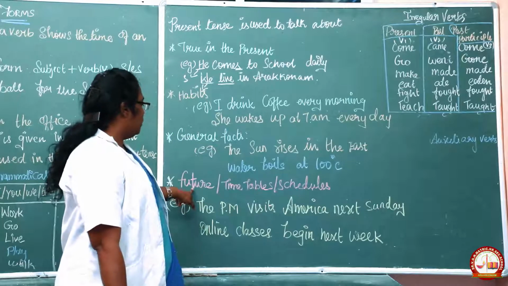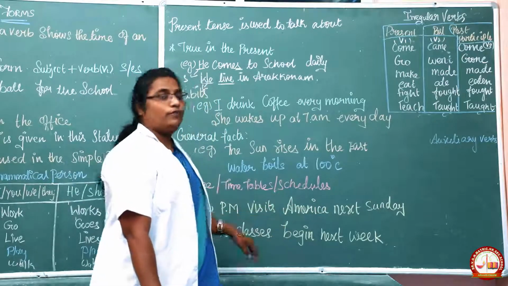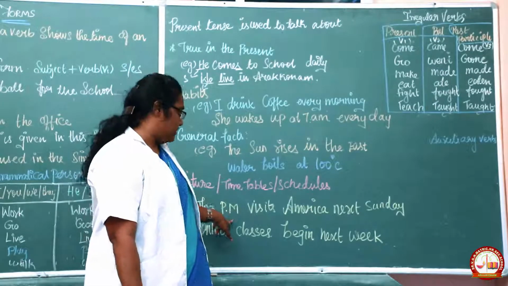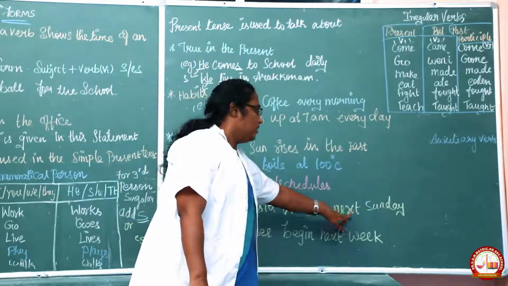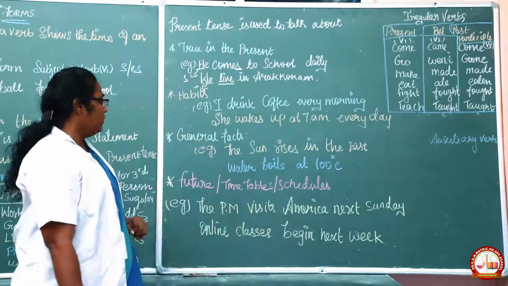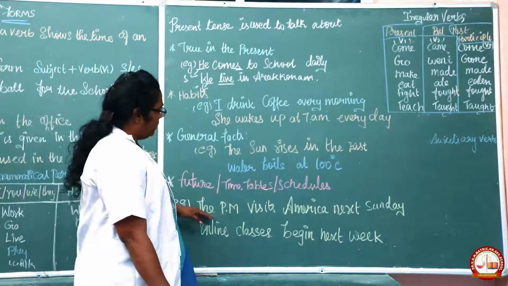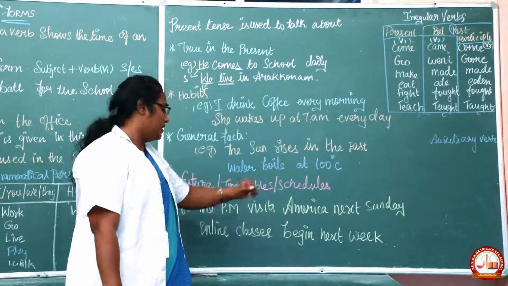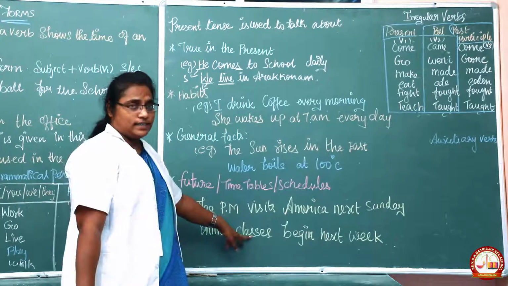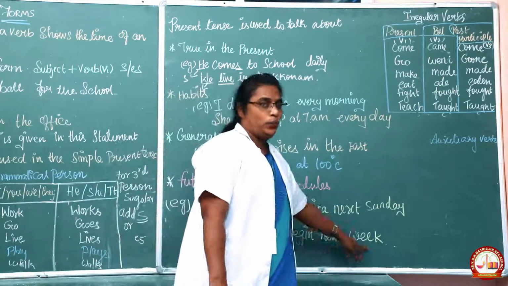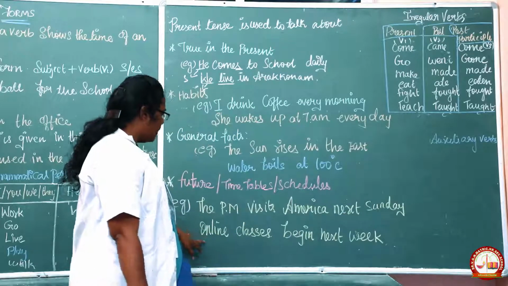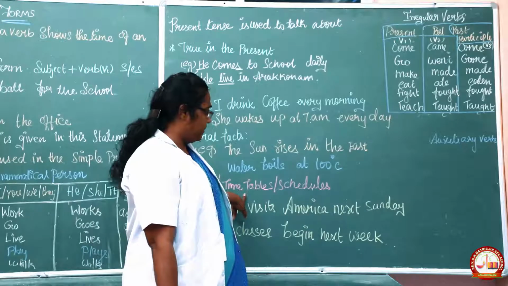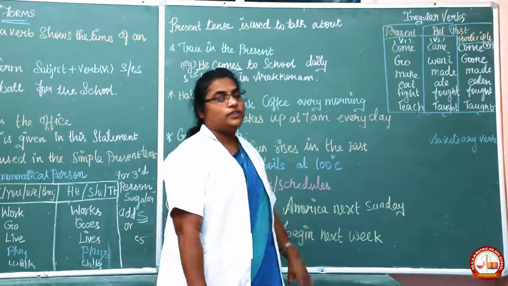The next one is future timetable. If you see here, the PM, that is Prime Minister, visits America next Sunday. So here again the subject is the Prime Minister, visits is a verb, then America next Sunday. Online classes begin next week. So these are examples for future timetable, or we can call it schedule.